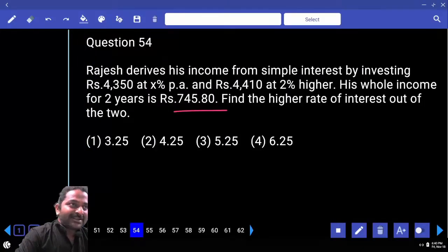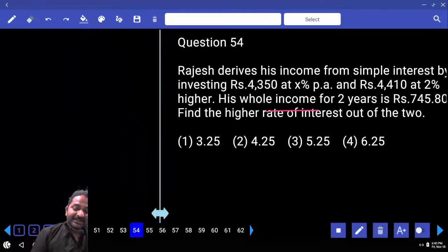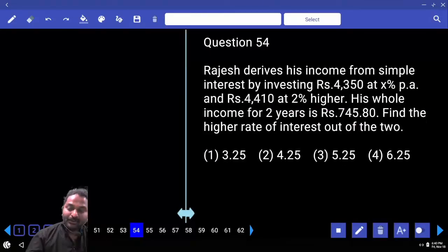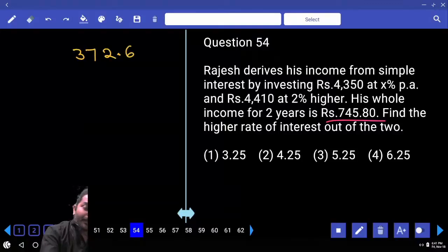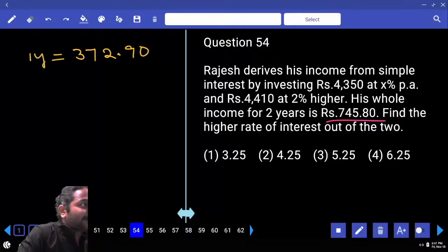Right, now both the cases we have simple interest only. If it is simple interest, every year interest is same. Hence, 2 years in interest I'll directly convert into 1 year interest. Can I do that? By dividing with 2, tell me, 745.80 divided by 2 is 372.90. This is 1 year interest on both schemes together, correct?